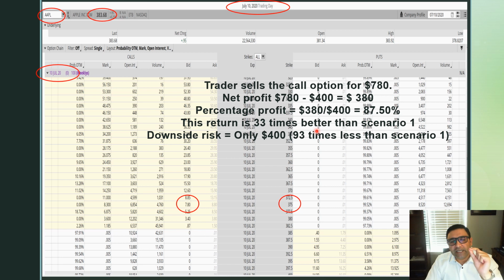And what's the downside risk? That's what I love the most about options. The downside risk is only $400. Compare that to the first scenario when the downside risk was $37,300. It's mind-blowing. This downside risk of only $400 is 93 times better than scenario 1.